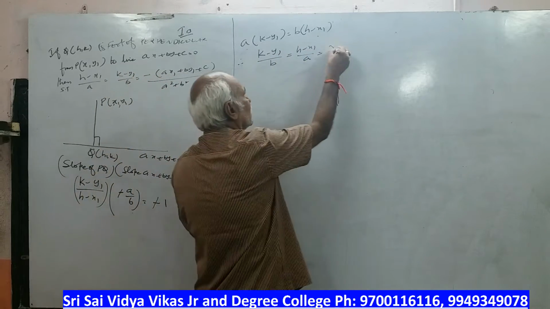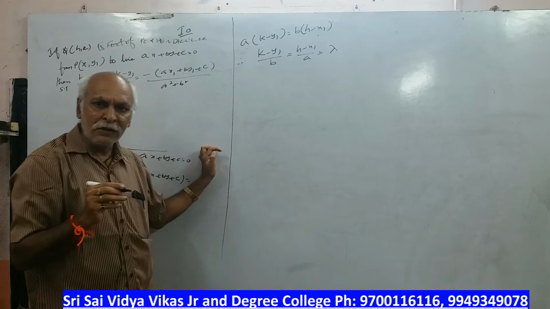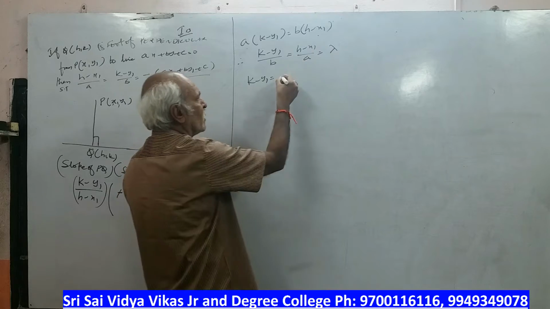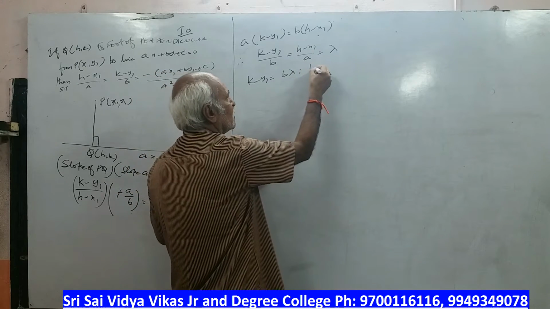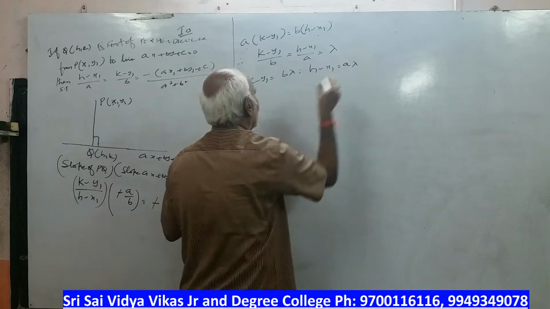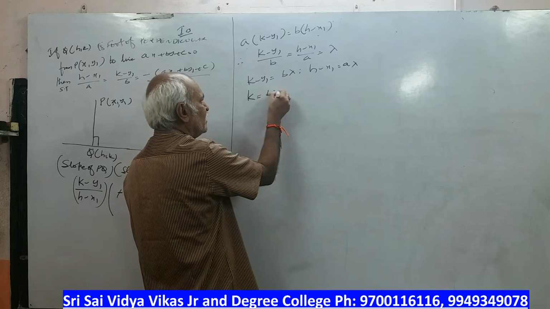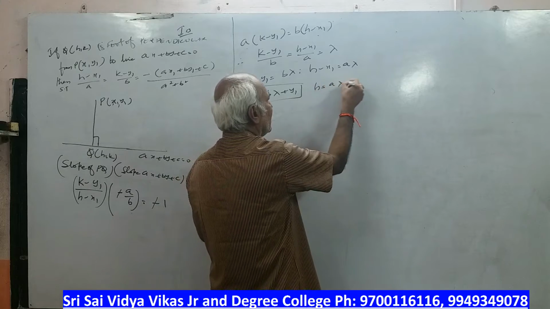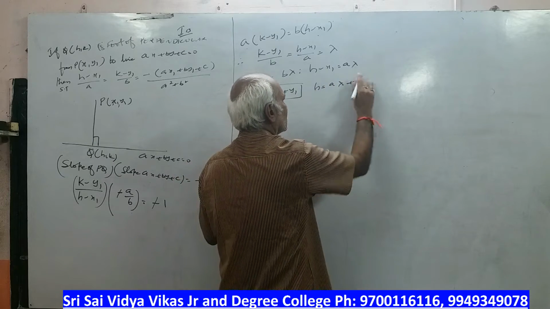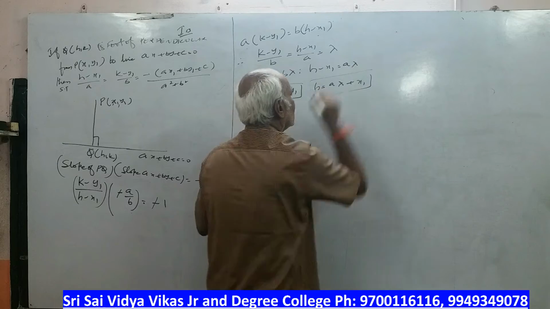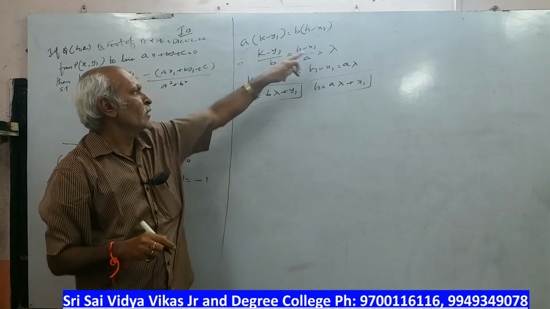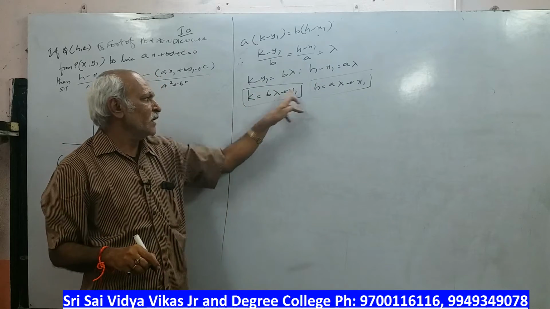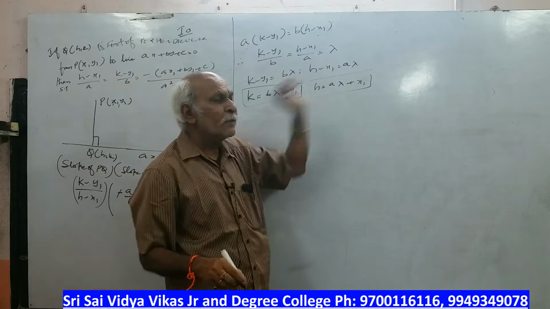You call it lambda. This is called lambda, some constant. Therefore k minus y1 is b lambda, and h minus x1 is equal to a lambda. So k is equal to b lambda plus y1 and h is equal to a lambda plus x1. So you got the k value and h value. We equated to lambda and did cross multiplication.